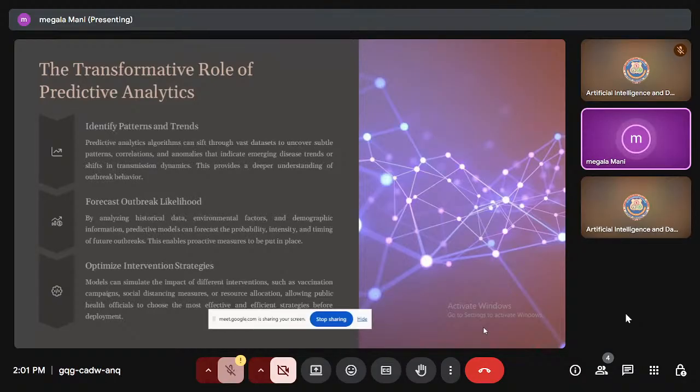The transformative role of predictive analytics. In predictive analytics, what is the transformative role? First, you should identify patterns and trends. These are our student projects, right? For a particular disease, how to identify it, and based on that, what cases we are predicting. Here you can use data sets to uncover subtle patterns, correlations and anomalies that indicate emerging diseases. So you have to identify the patterns and the symptoms. That is identifying patterns.